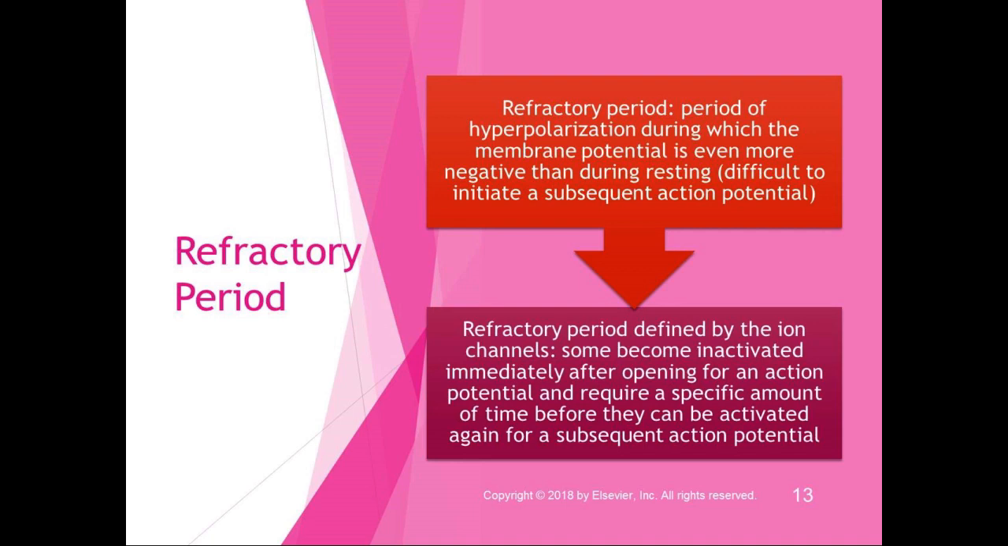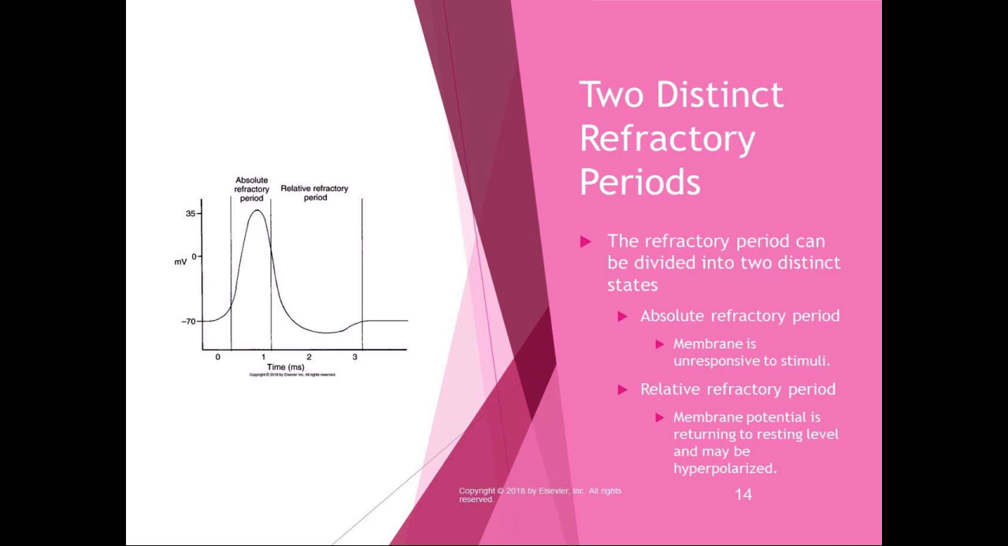Potassium flows out of the cell, causing hyperpolarization, which is where it becomes even more negative than resting potential. And that is the refractory period, when it's harder to depolarize the cell. So there are two distinct refractory periods. The absolute refractory period is when the membrane is unresponsive to stimuli. This is because the sodium channels are still regenerating.